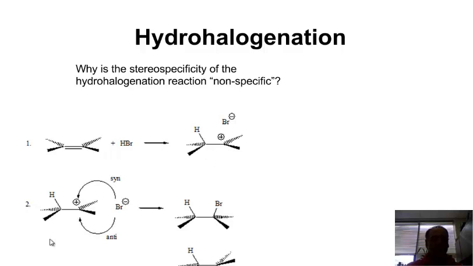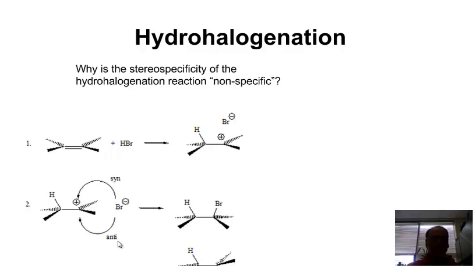So in the next step, the second step of the mechanism, where we're going to attach the Br-, the question is, will it attach to the same side the hydrogen added onto to begin with, or will it add to the bottom, the opposite side from where the hydrogen added on to begin with? In other words, will it add in a syn fashion, same side, or anti fashion, opposite side?